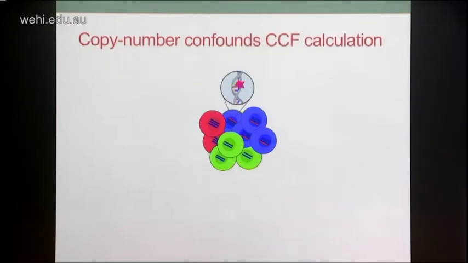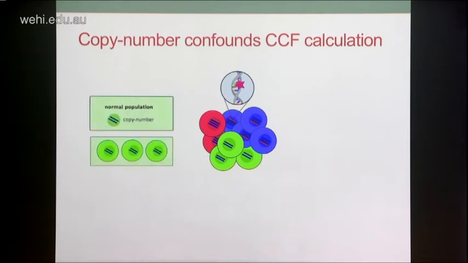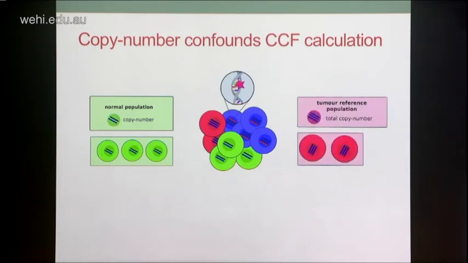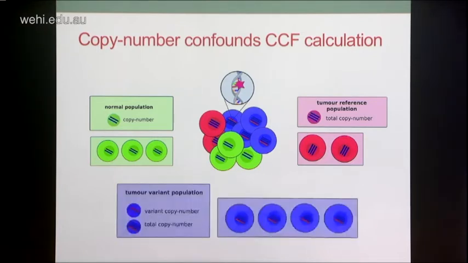Copy number is a factor that confounds this kind of analysis. So let's say you've got a structural variant here on one of these alleles. You've got a normal population at copy number 2, because these are diploid cells. So you're almost always going to have copy number 2, unless in males on the X chromosome. And then you've got this tumor reference population. Let's say there's been 1 allelic duplication, so you've got a copy number of 3.